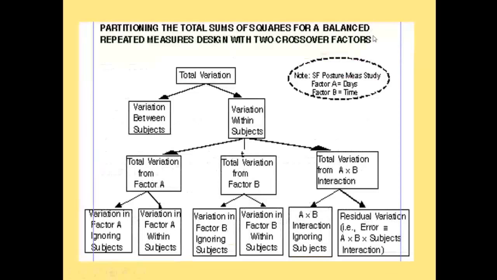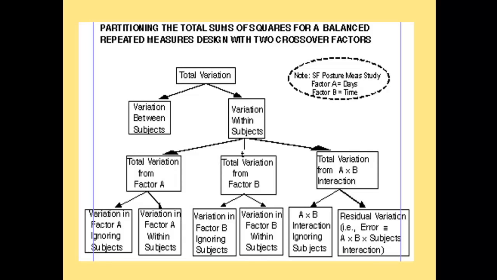Basically you've got a total variation, and you separate variation between subjects and variation within subjects. In this particular shoulder flexion data, I have variation between subjects, and then I have variation within subjects, and you notice I have everything coming out of this box. Once I've got to this box, I don't have anything coming out of the other box. Everything's coming out of this box. Why? Because of this crossover trial.